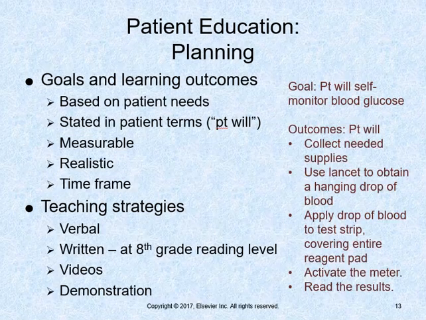Then there's the planning phase, and the distinction between goal and outcomes, and overall goal. I tried to give you examples here on this slide. If the overall goal is that the patient is going to learn how to monitor their own capillary blood glucose values daily, then what are the specific outcomes?